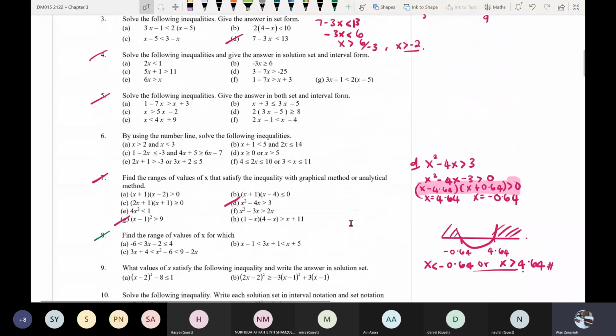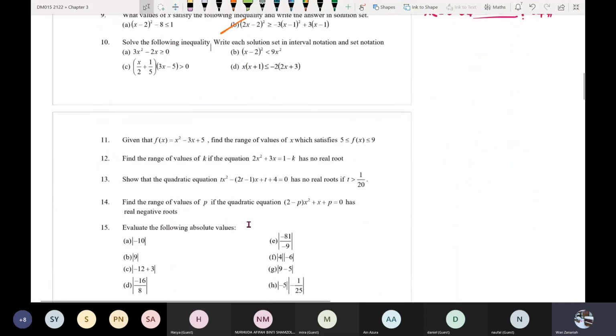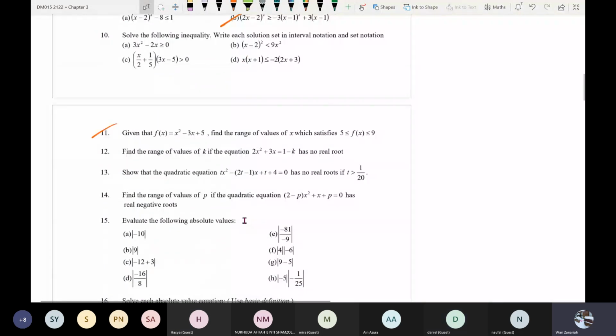Okay, which number next? Number 11. Okay, we have done 9B. Number 11: find the range of values of x which satisfy f(x) is in between 5 and 9. Okay, never mind, we first do what we can get from f(x).